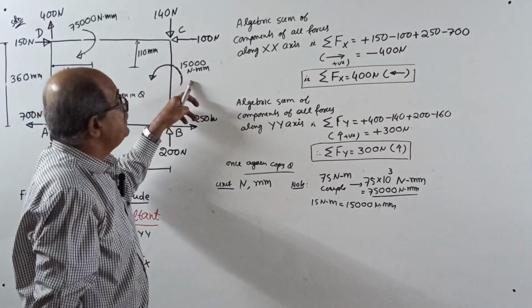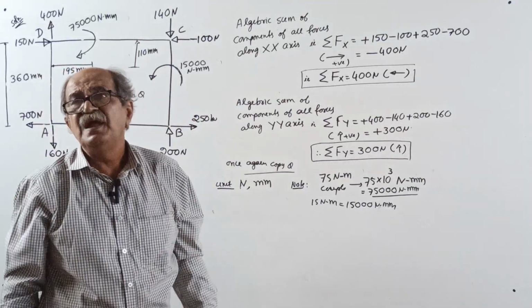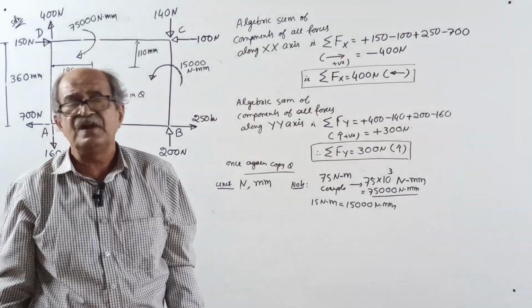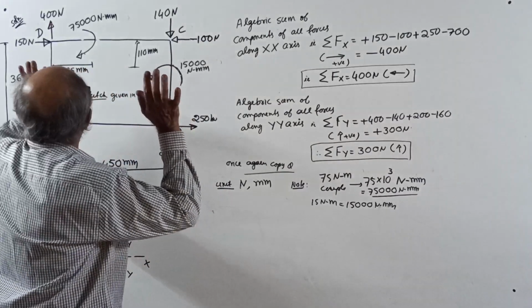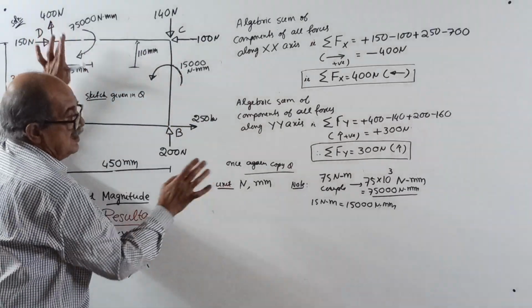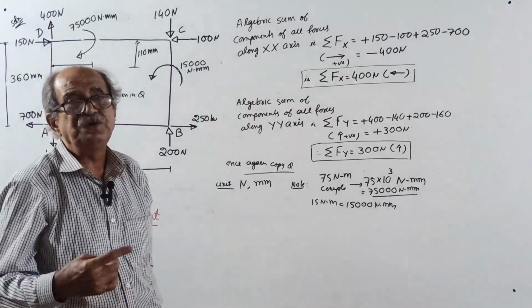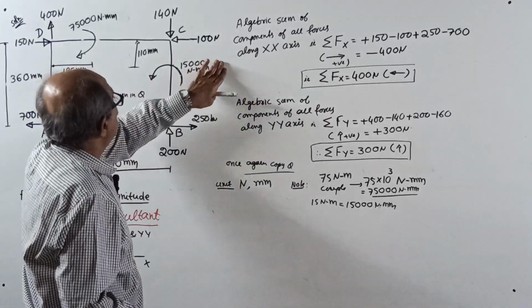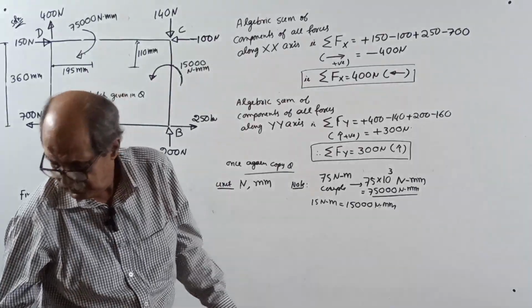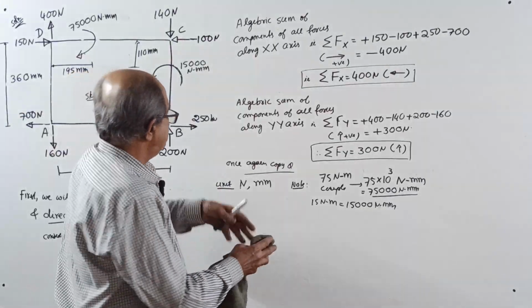If you enter in the original sketch only, what will happen? Later you can't make out which is converted, etc. Therefore, first you write whatever question is given, copy. Then when you start the solution, then change it. Okay, now the unit problem is over.